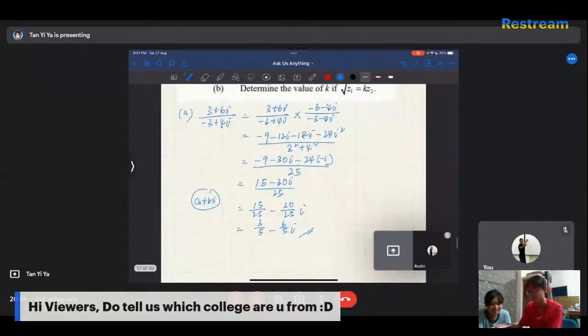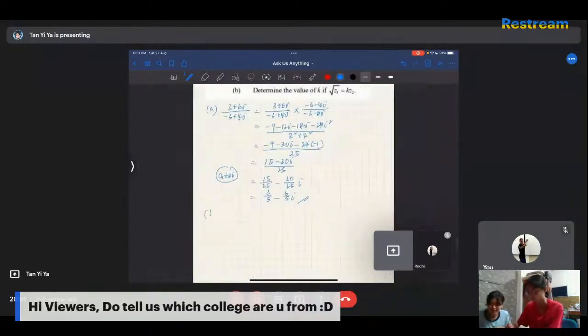Okay. So we proceed to question 6b. Determine the value of k if the square root of z1 equals k z2.